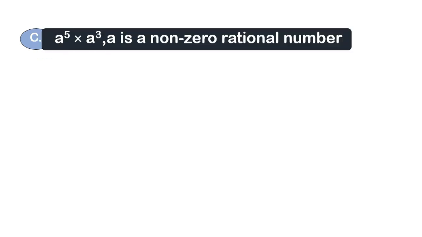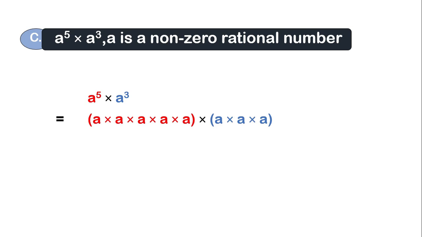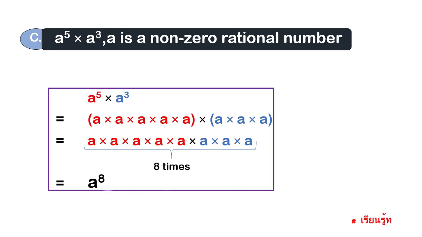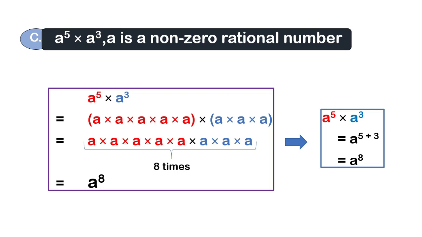In part C, we have a to the power of 5 times a cubed, where a is a non-zero rational number. Now, let's expand a to the power of 5 and a to the power of 3 to come up with a eight times. So this will give us a to the power of 8. Now, since the bases are the same, we can also add the exponents. That is a to the power of 5 plus 3, such that we get a to the power of 8.